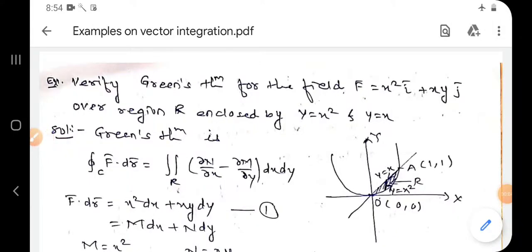We will solve in this video a few examples on Green's theorem, then Stokes theorem and Divergence theorem. So, examples of vector integration we are going to solve in this video. So, let us start the first example.